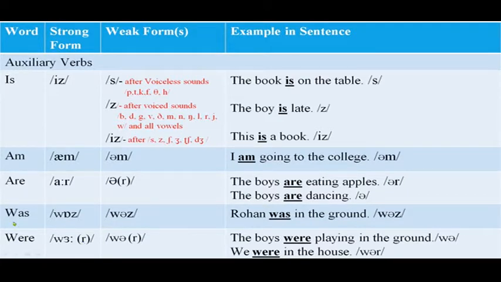Next, we have 'was', which is pronounced as /wəz/ in its weak form, followed by 'were', which is pronounced as /wə(r)/ in its weak form. Similar to 'are', the r here is optional.